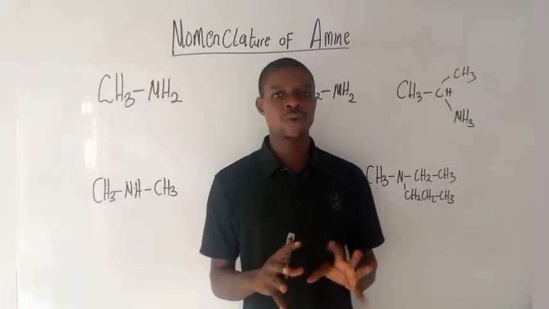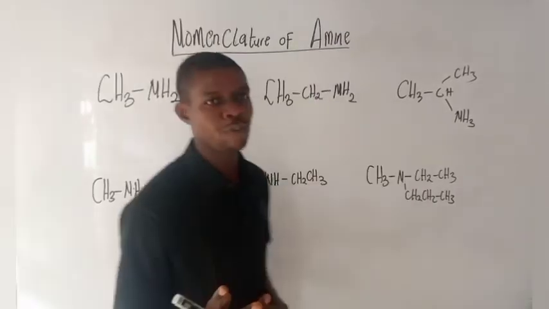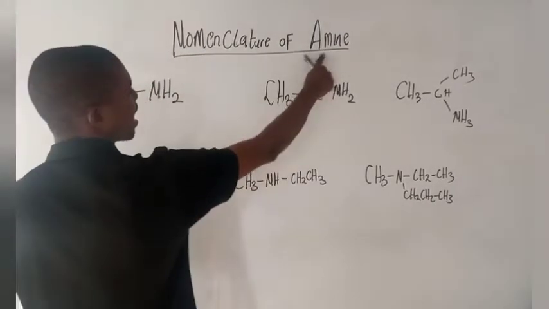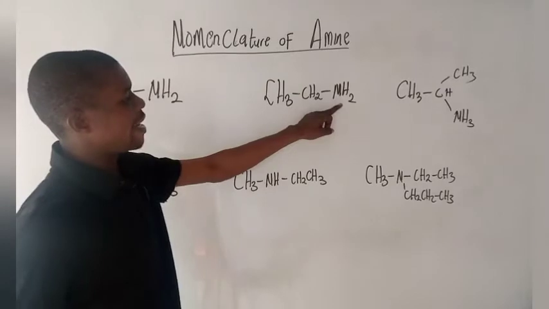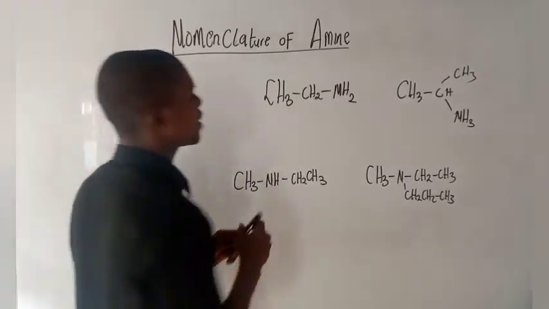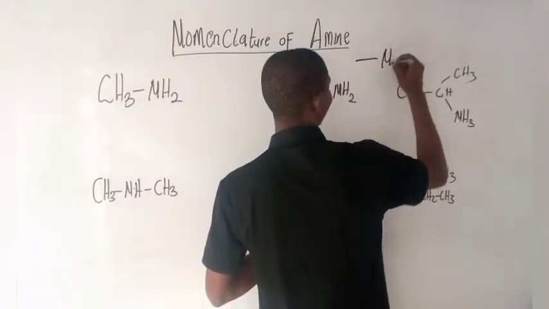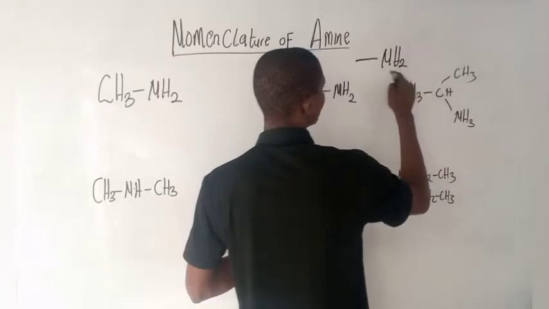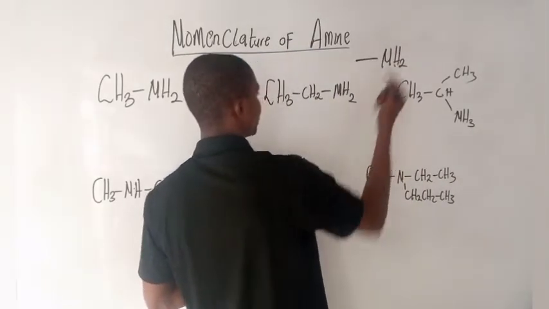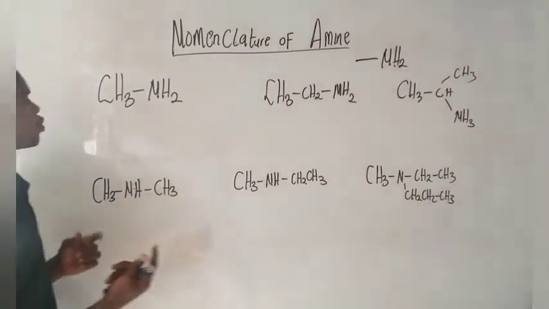We're going to start out with the common name, so pay close attention here. Amine, NH2, is the functional group. Whenever you see NH2, this is the functional group of the amine. Do you get that? Like I said, we are starting with the common name.